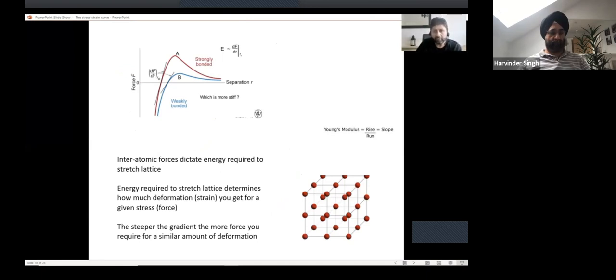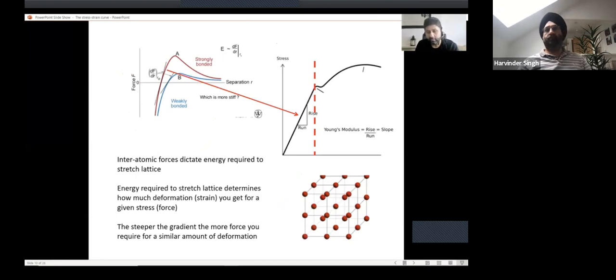So the gradient for the bonding force effectively equates to the gradient for this part of the stress strain curve, where as the stress is imparted, the lattice deforms by stretching out. And so the energy required to stretch that lattice determines how much deformation you get for a given force. And this is expressed as Young's modulus, which is the gradient. So effectively stress over strain. So the steeper the gradient, the more force you require to stretch this lattice.